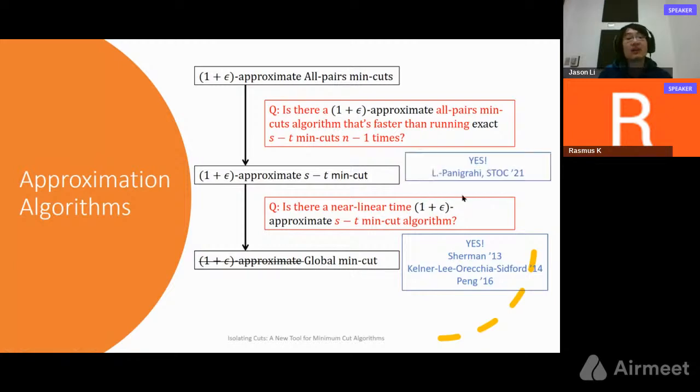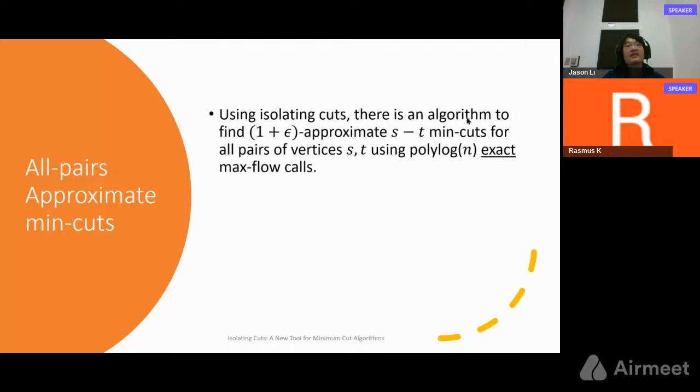Now, one result by myself and Panigrahi answers the top question also in the affirmative. It turns out if we relax the problem to do 1 plus epsilon approximation, then we can actually solve it in polylog many exact ST mincuts. So here is the theorem. We can use this minimum isolating cuts framework to get an algorithm to find 1 plus epsilon approximate all pairs mincuts using just polylog n exact maxflow calls. And this algorithm actually outputs a Gomory-Hu tree, so it even solves that problem.